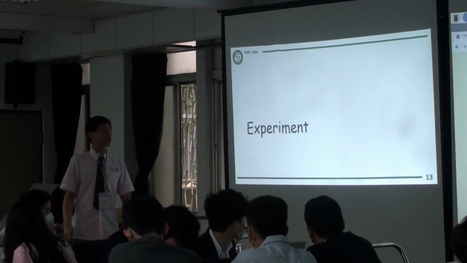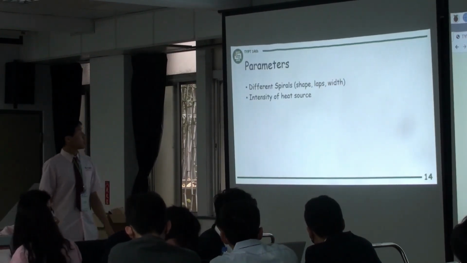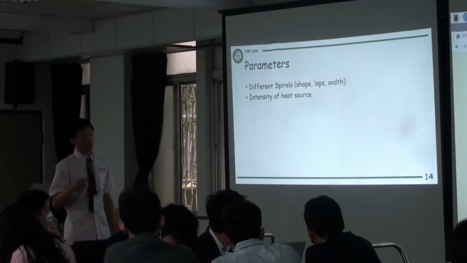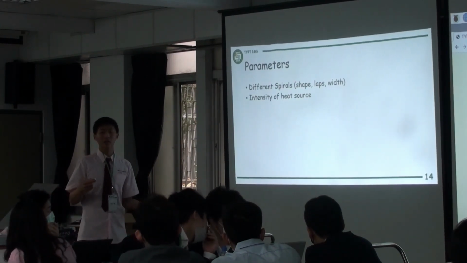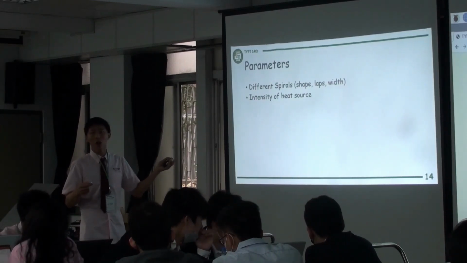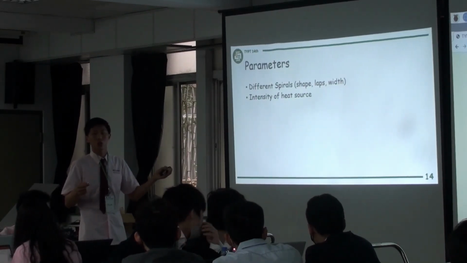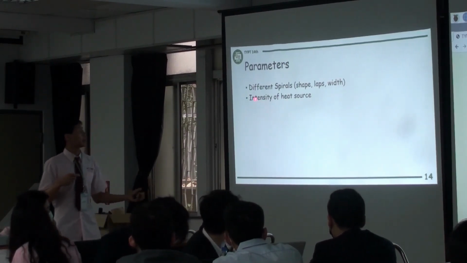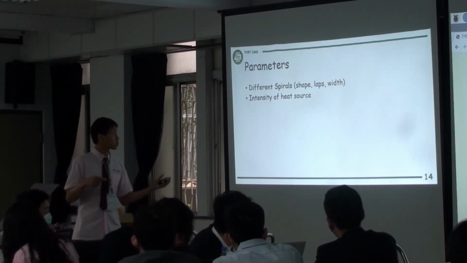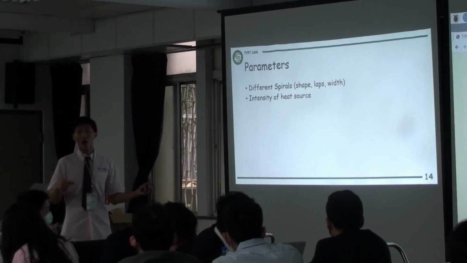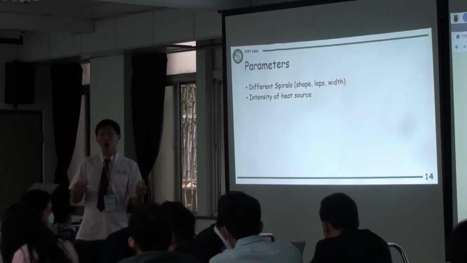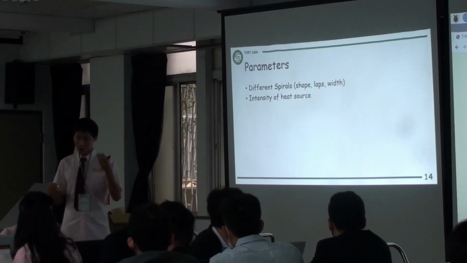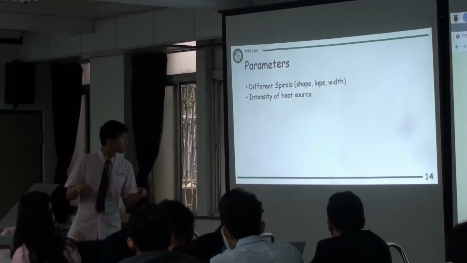Okay, let's move into our experiment. So parameters, as I said, we will be doing different shapes, mass, and width, because we believe that this will affect the coefficient of the drag force, which depends on how big the drag force is. And we will vary the intensity of the heat source, because of course, if you have a greater force, we believe that the candle will spin faster.